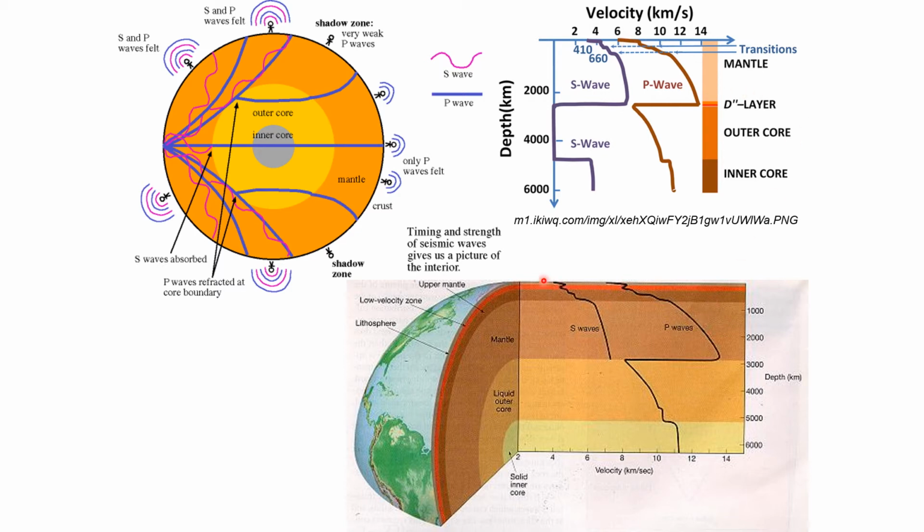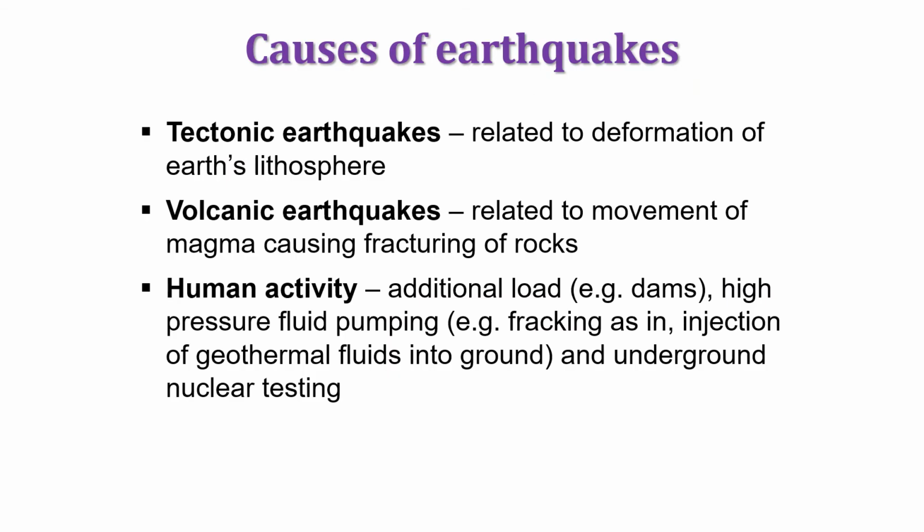So this is another diagram showing the increase and decrease in seismic waves, which signifies the different layers of the Earth. So what are the causes of earthquakes? Again, pwedeng tectonic because of plate movement related to the deformation of the Earth's lithosphere.